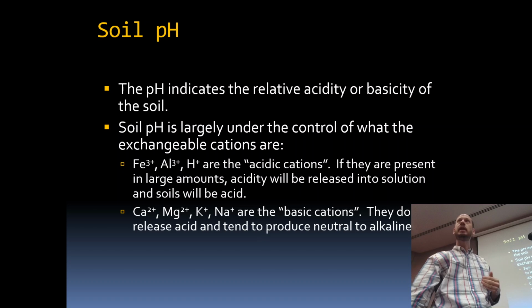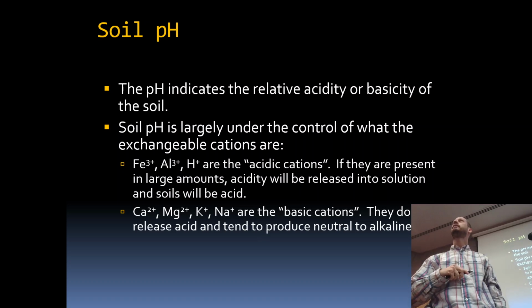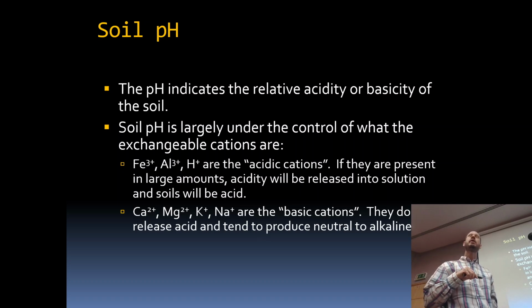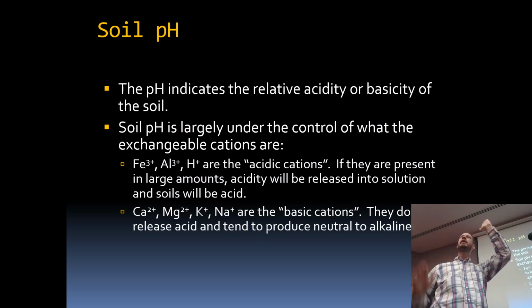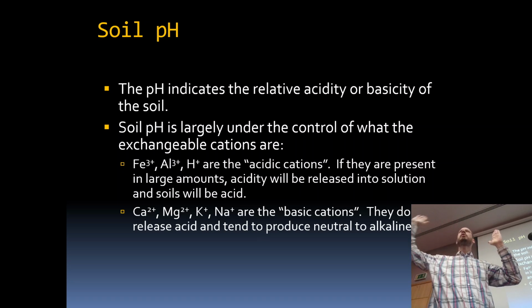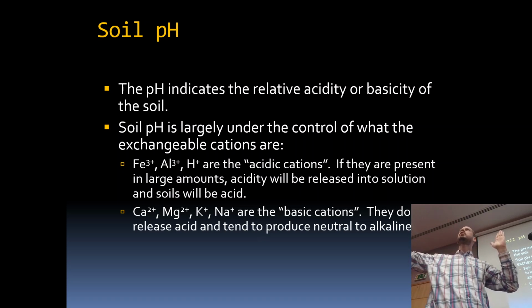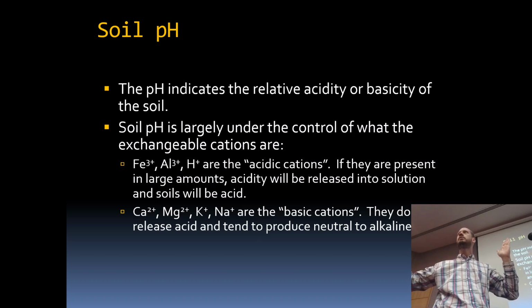That happens with any cation except for iron, aluminum, and hydrogen. What happens with iron, aluminum, and hydrogen? Hydrogen is the obvious one. If there is hydrogen on the solid phase, here's the clay, you have hydrogen adsorbed. If hydrogen goes into the solution, the pH of the solution goes down. It's the acidification, because pH is the measurement of hydrogen. The concentration of hydrogen is pH.